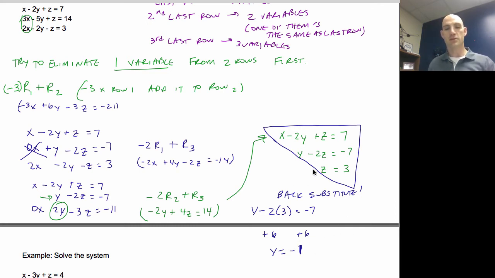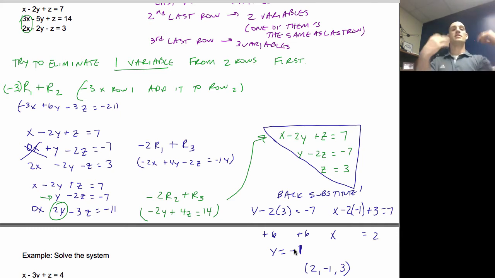If I back substitute into the first equation, I've got x minus 2 times negative 1, because that was y, and then plus 3 equals 7, so x is equal to 2. So my ordered triple is 2, negative 1, 3. Same example as before, except it was a different form.